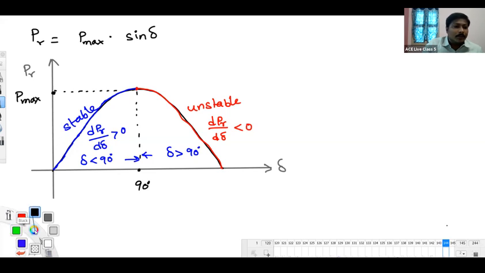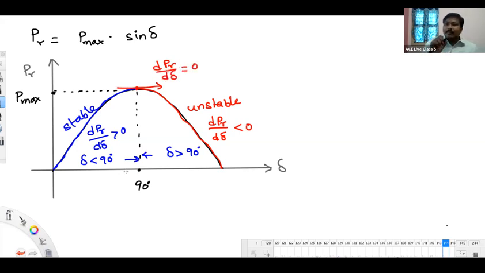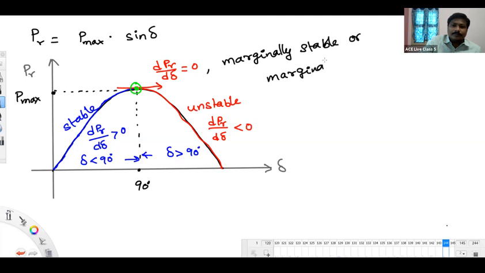And this is the point at which dPr by d delta is equal to 0, and that point angle is 90. At that point, the system is either marginally stable or you can say marginally unstable. Clear?